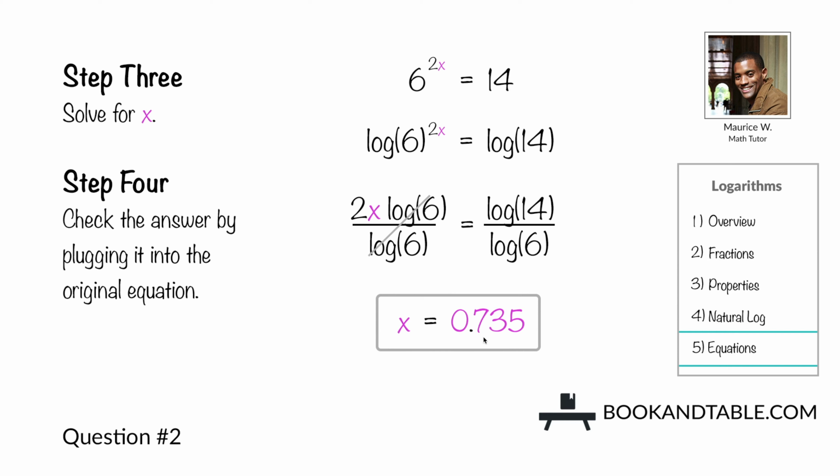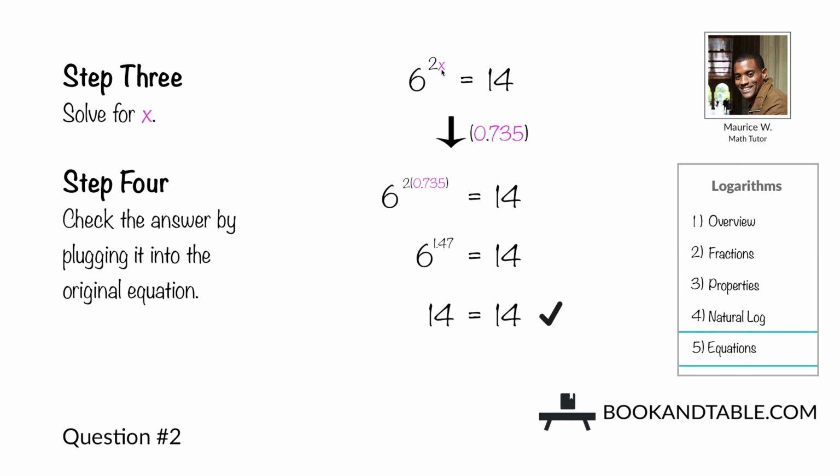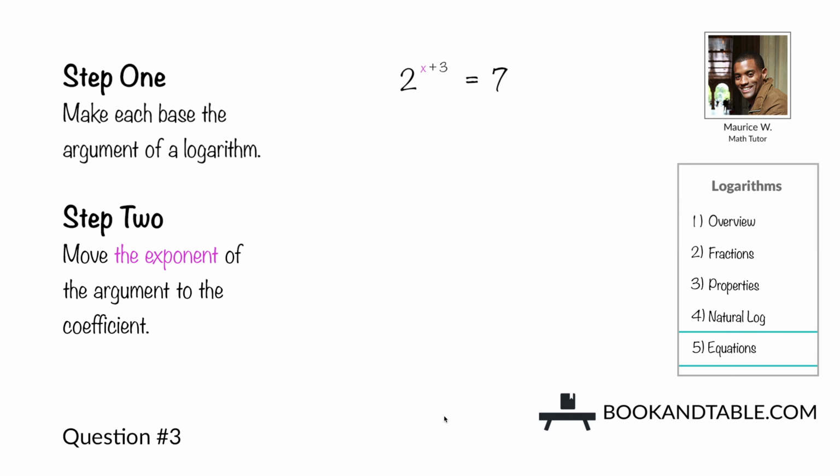And now we can check the answer by plugging this value of x into the original equation here for x, which would give us 6 raised to a power of 2 times 0.735, giving us 6 raised to a power of 1.47. And we plug this into our calculator. This confirms that 14 is equal to 14, meaning that x is equal to 0.735. So that is the answer to question number 2. Let's now have a look at question number 3.